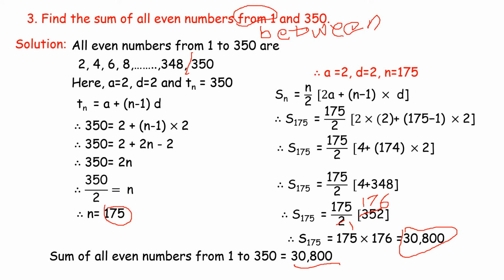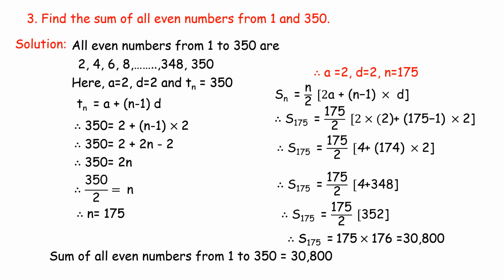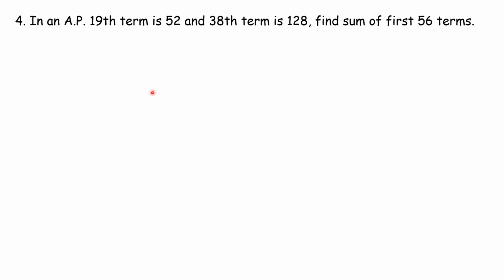Write down this example in your notebook. Fourth example, in an AP 19th term is 52 and 38th term is 128. Find the sum of first 56 terms.